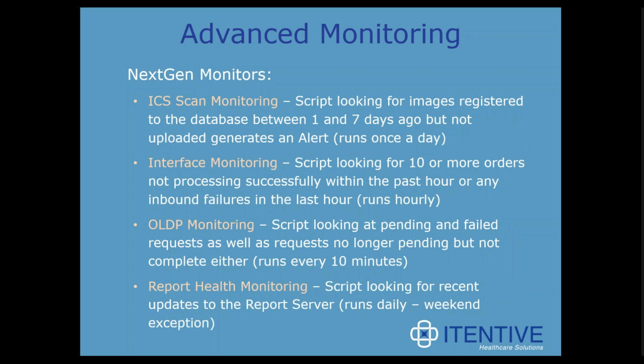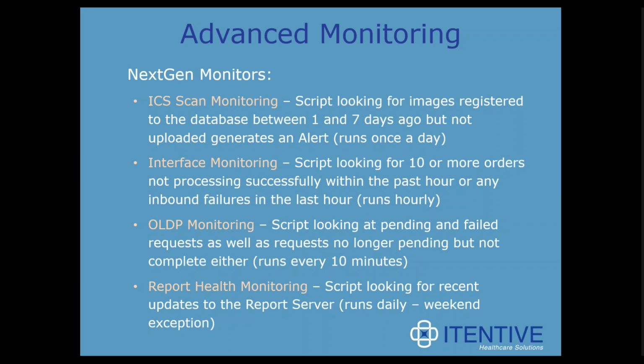All right, let's go to the next slide. When it comes to ICS, we have our script written to look at images registered to the database between 1 and 7 days ago, but not uploaded. That'll generate an alert, and we just look at that once a day. The reason that's important is because we want to make sure those scans make it to the local warehouse for backup purposes, but we've also found on occasion orphaned images sitting out on workstations that haven't been uploaded yet for various reasons. We find those, and it's important to make sure we get all those images up to the chart.